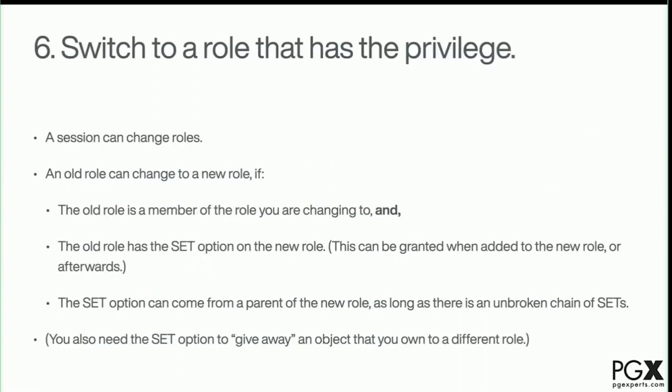And that's because there's a sixth way of getting privileges, which is you can switch to a role. A session can change roles, and you can change to a new role if you're a member of that role. That role is one of your parents, and that membership has the set option. You have to have both of these, and the set option descends down the inheritance chain. So you can adopt a parent that's way up in the hierarchy as long as there's an unbroken chain of sets up to that parent.